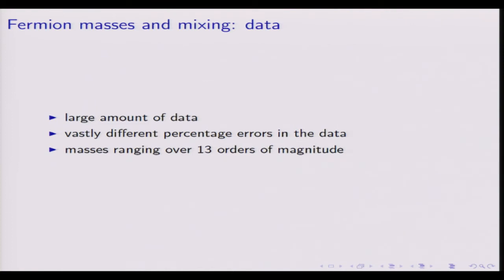So what kind of task do we have to face? We take the fermion mass and mixing data, and first of all, there is a large amount of data. There are 12 fermions, and the two mixings, CKM and the neutrino oscillation angles. They are vastly different in percentage errors in the data. Of course, we know the electron mass to, I don't know how many, 11 decimal places. On the other hand, there is the atmospheric angle, which is not very well known and even just has a bound. And the masses range over 13 orders of magnitude from the neutrinos to the top mass.